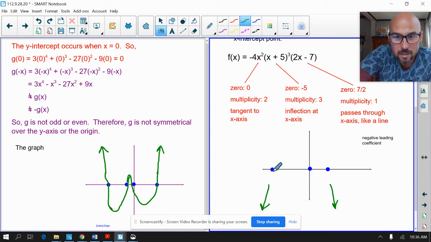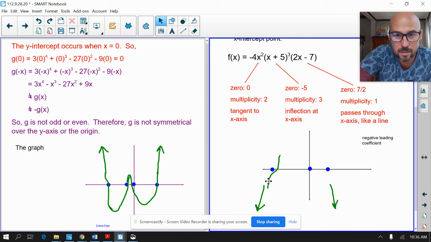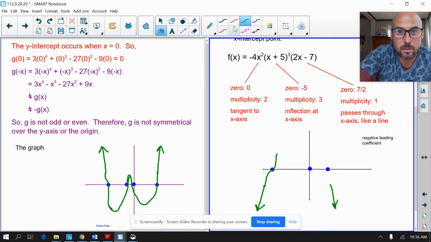So when I'm passing through negative 5, it has a multiplicity of 3. So it's going to flatten out right there. It's an odd multiplicity, so it's going to pass through, but not pass through like a line, like this one does, but flatten out a little bit. Do my best to. We're going to accept that as an answer because this is too difficult to try to control with the mouse. So I've passed through, but you see how I flattened out a little bit.